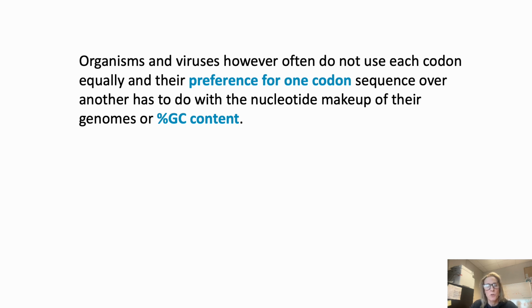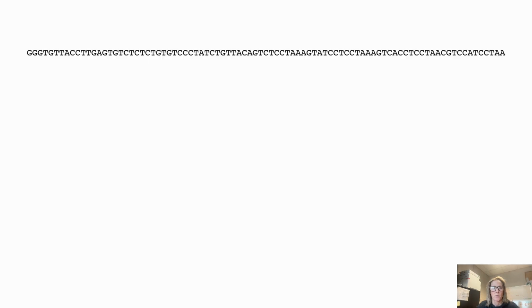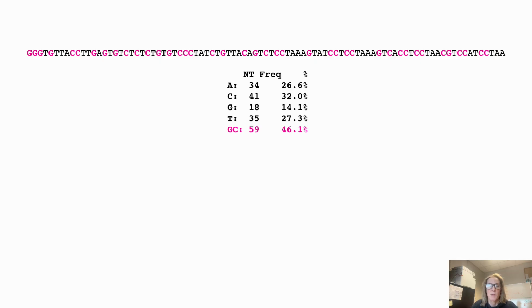and their preference for one codon sequence over another has to do with the nucleotide makeup of their genomes, or %GC content. The number of C's and G's in a sequence or genome can be calculated by determining the frequency of each nucleotide in a sequence and then calculating the %GC content across the sequence. This sequence has 46% GC content.